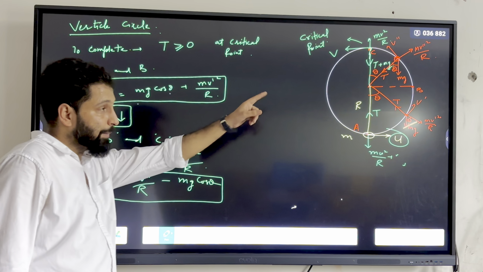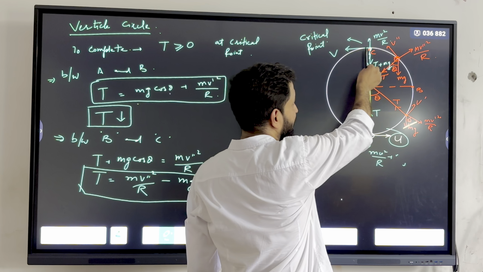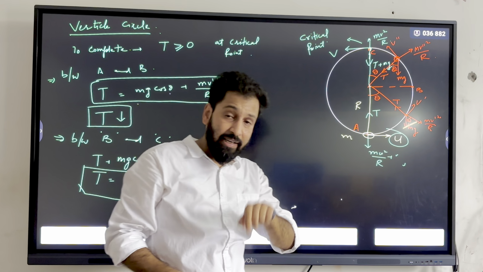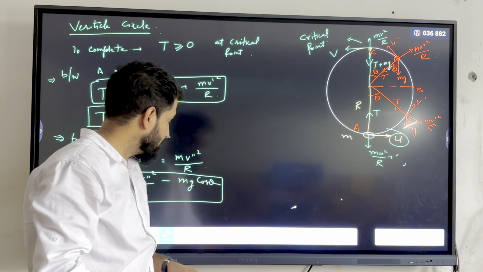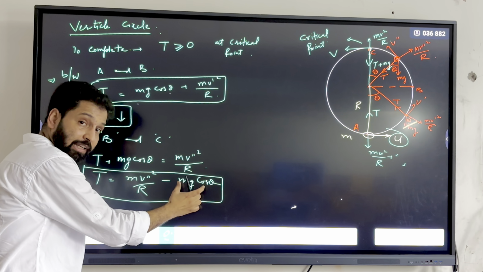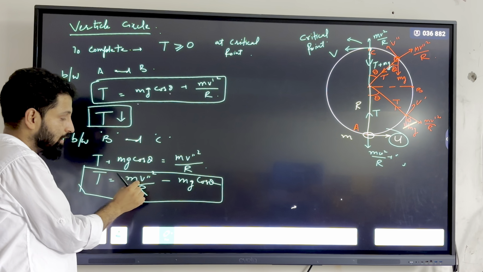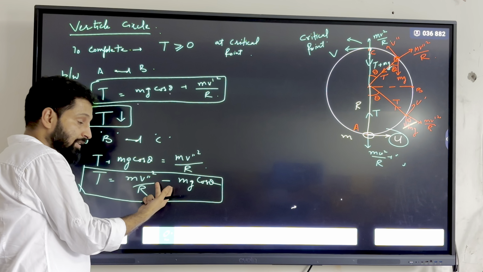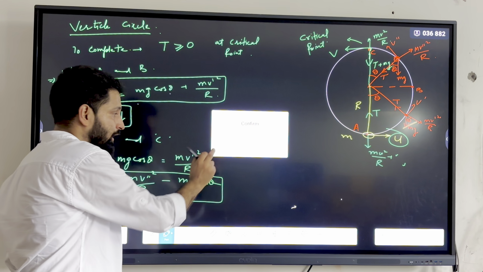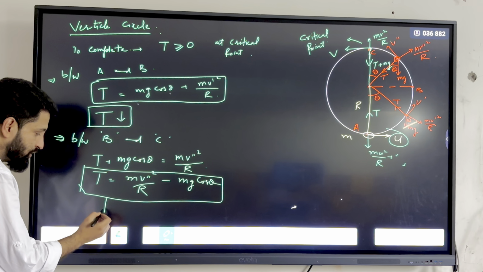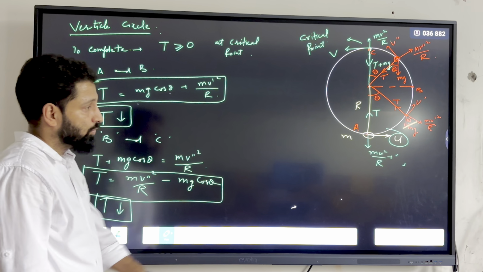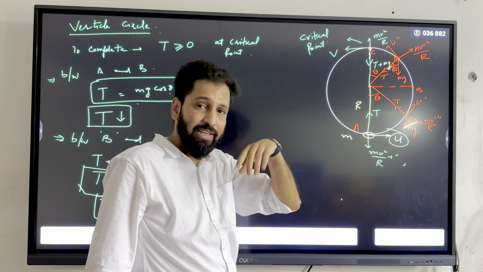Now what happens to theta when you are going from B to C? Theta is going from 90 to 0. So theta is again in the first quadrant and it is decreasing. If theta is decreasing, that means cos theta is increasing, so this number is increasing, and obviously the speed decreases. So this is decreasing and this is increasing, and there is a difference between them. So obviously tension again decreases. So from this point to this point tension always decreases.